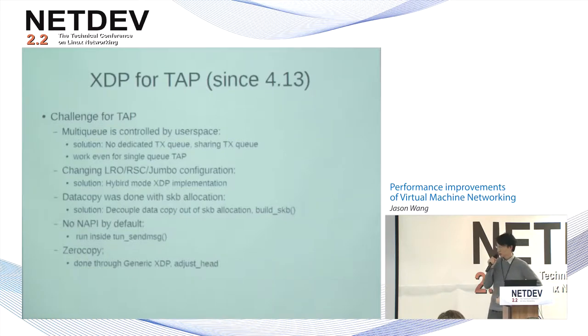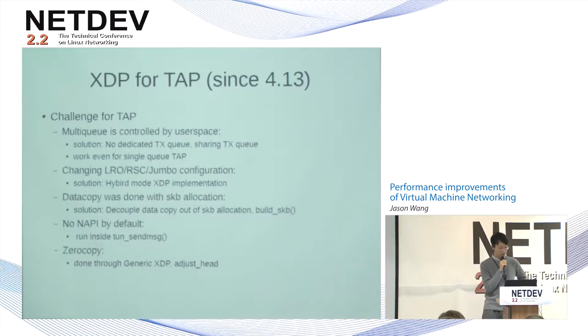Another challenge is that we could not disable jumbo frames while the guest is running. The situation is similar, because we could not change such configurations without notifying the guest. So we implement a hybrid mode of XDP implementation. That means if we see a big packet, we will try to build an skb and use the generic XDP helper to finish the XDP.